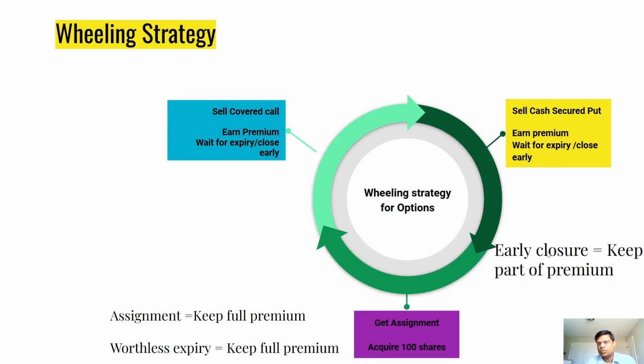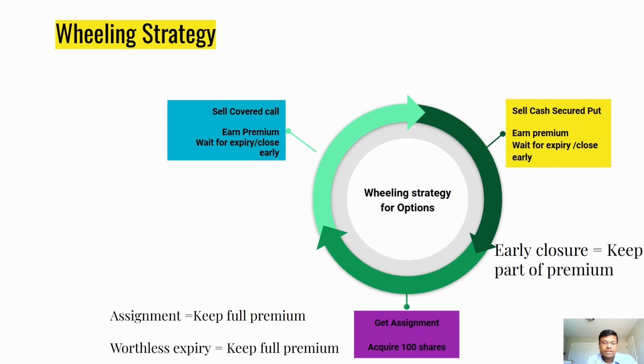The only case when you do not keep the full premium is if you close the contract early, which means that you buy back your cash secured put before the expiration date. Then you will only keep part of your premium, depending on what the premium is on that day, because you will also have to pay for buying back your cash secured put. So in that case, you will not have the full premium with you. But on the expiration date, you keep the full premium if there is an assignment of those 100 shares of that one contract to you, or if your contract expires worthless. In both scenarios, you keep your full premium.